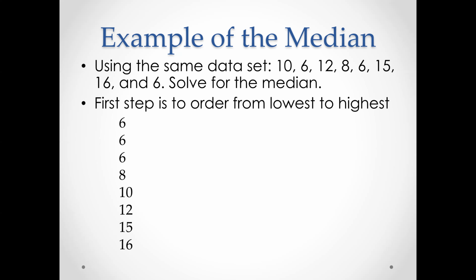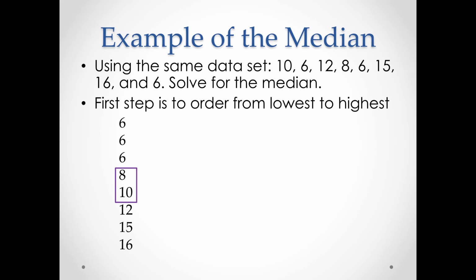So we're going to count from the top down 4. So we have 6, 6, 6, 8. 8 is the 4th one. And then you go from the bottom number, 16, and you count up 4. So 16, 15, 12, 10. 10 is the 4th number. So you have 2 middle numbers, an 8 and a 10.